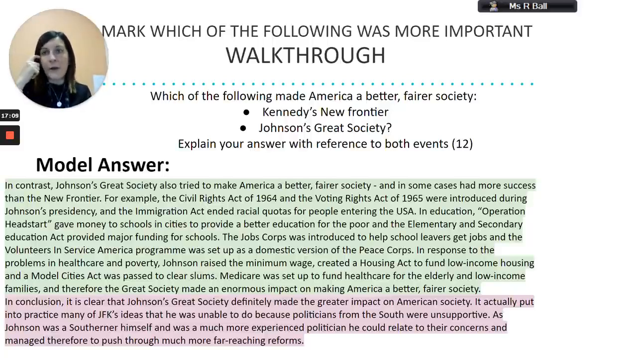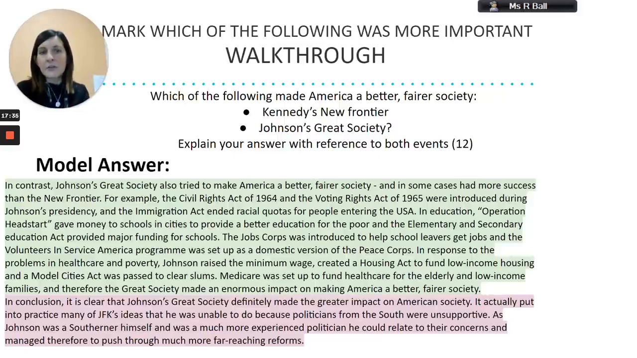For example, the Civil Rights Act of 1964 and the Voting Rights Act of 1965 were introduced during Johnson's presidency, and the Immigration Act ended racial quotas for people entering the USA. In education, he set up Operation Head Start, which gave money to schools and cities to provide a better education for the poor. And the Elementary and Secondary Education Act provided major funding for schools.